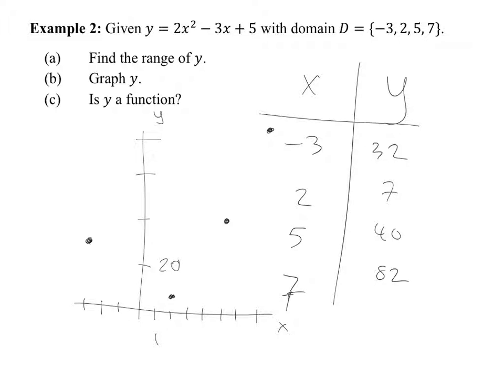Because look, do any of your x values repeat? Any repetition in the x values? Any? None. So that means that there's not going to be a double input with a different output. We don't have to worry. It will definitely be a function. Part C is yes, it will be a function. Okay? Now, keep in mind, please, that the x values are the domain and the y values are the range.